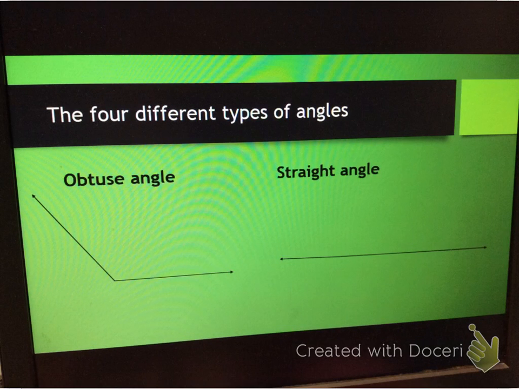Obtuse: an angle that is open more than a right angle but less than a straight angle. Obtuse angles measure more than 90 degrees but less than 180 degrees. Straight angle: an angle that forms a straight line at 180 degrees.